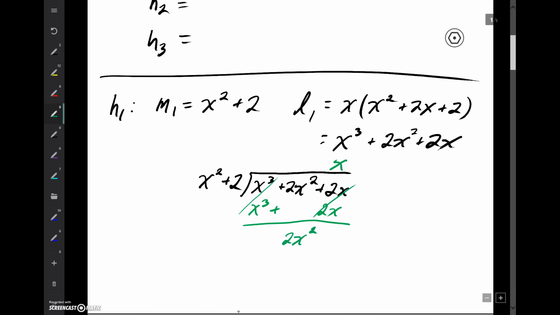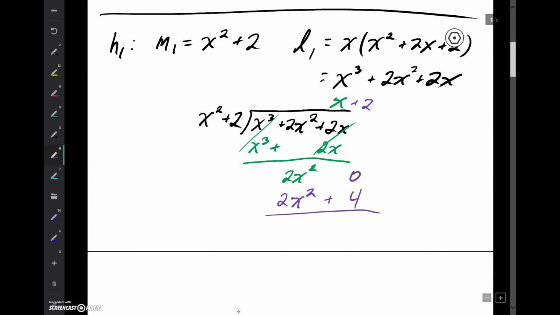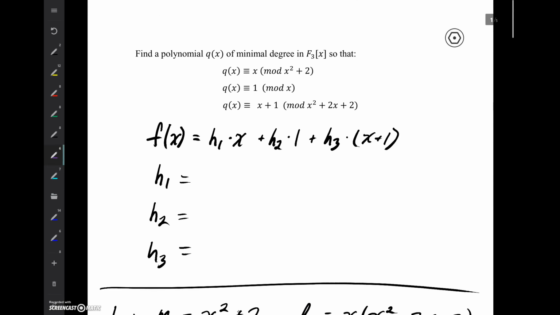Now we repeat the process. What times x squared is going to give us 2x squared? Obviously we're just going to multiply by 2. Multiply that out, 2x squared plus 4. Now there's no linear term up here, so it's just 0. When you subtract these, this goes away, and you end up with a remainder of -4. Now the problem is we're in mod 3. The whole problem's in f mod 3.